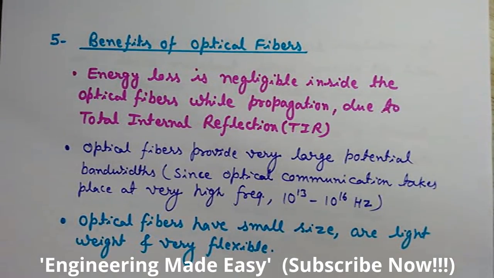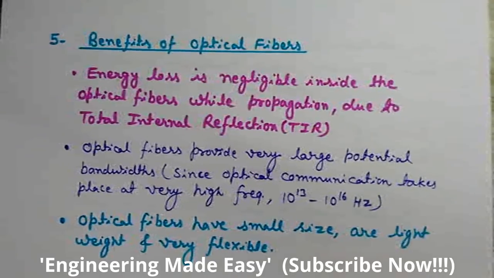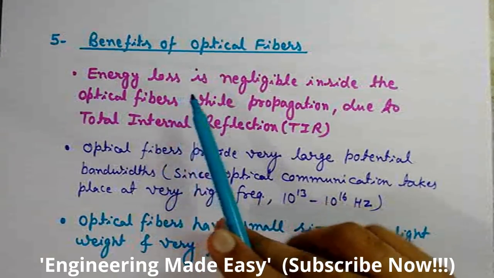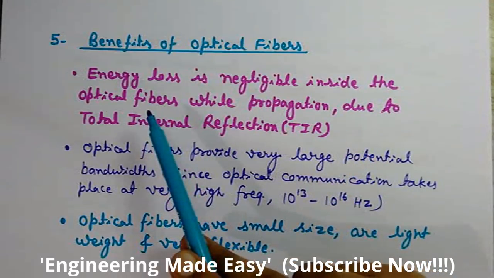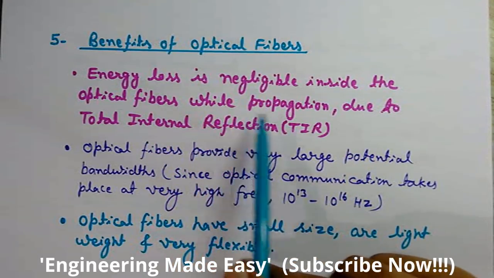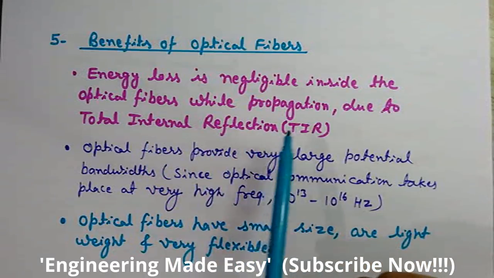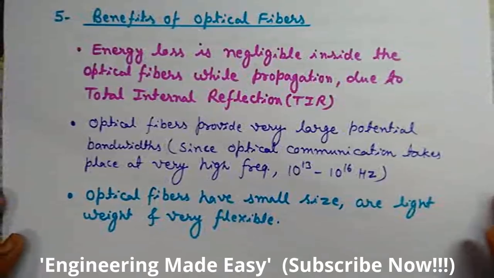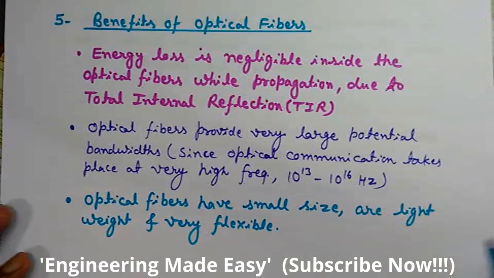Now the fifth point is the benefits of optical fibers. Here we will discuss various advantages of using optical fibers. Energy loss is negligible inside the optical fibers during propagation due to total internal reflection. We have discussed it: TIR has negligible losses.